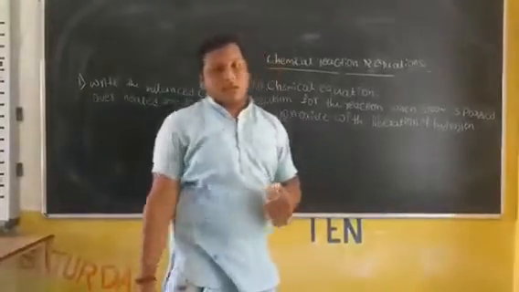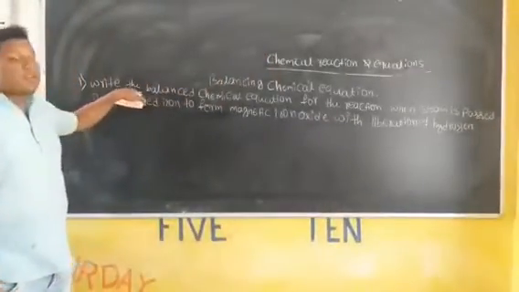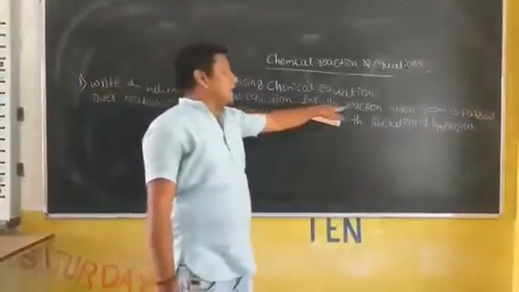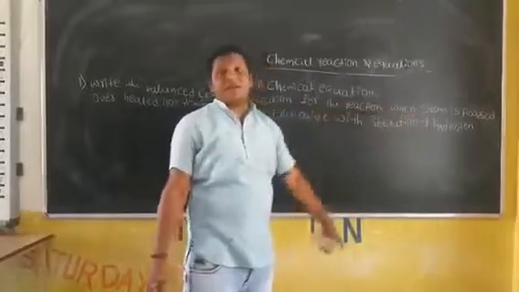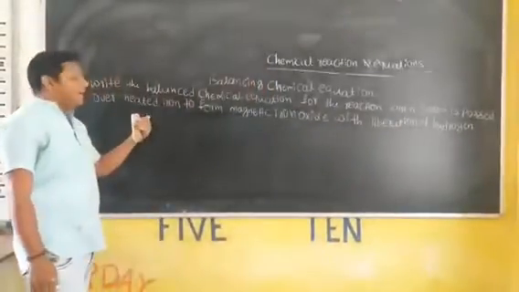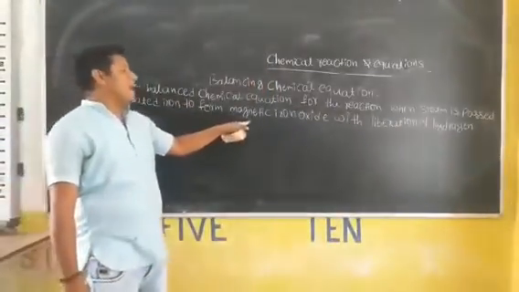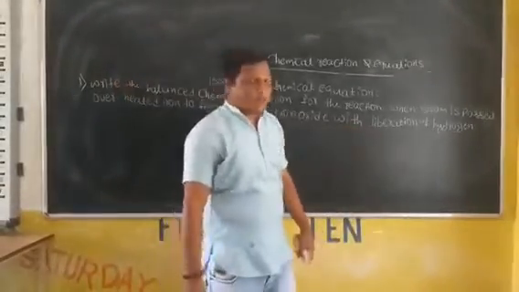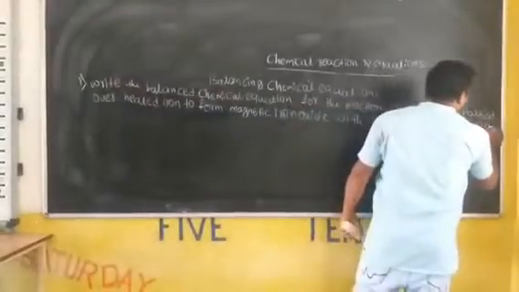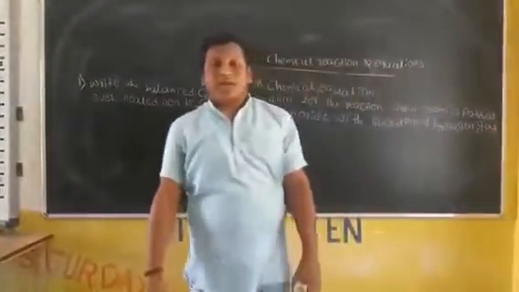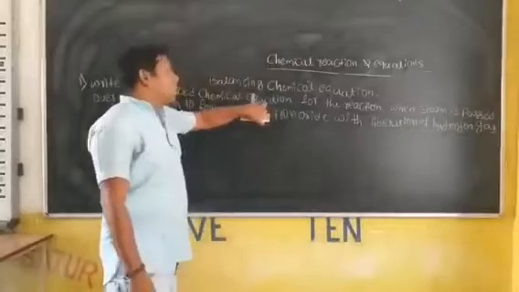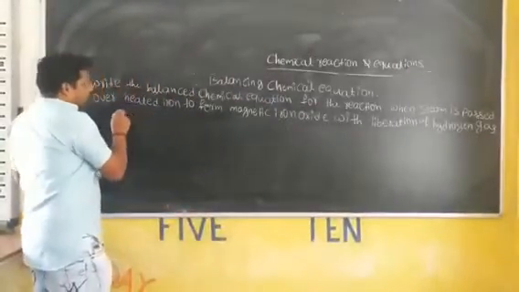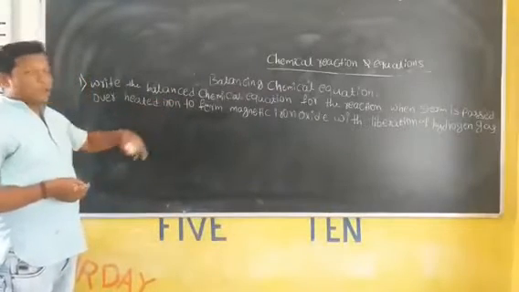Yes, in the exam they give questions like this. Write the balanced chemical equation for the reaction when steam is passed over heated iron to form magnetic iron oxide with the liberation of hydrogen gas. Okay. During this time you should first convert this question to a word equation. Okay, the first step, write this question as a word equation.